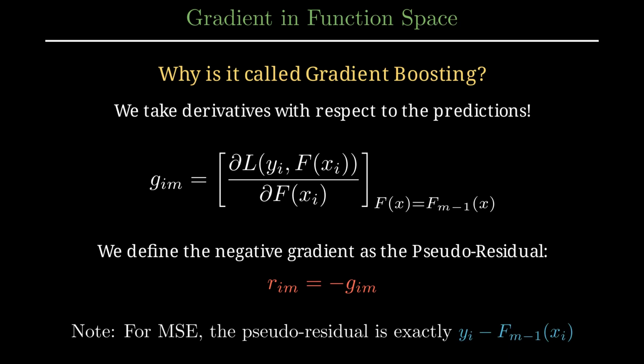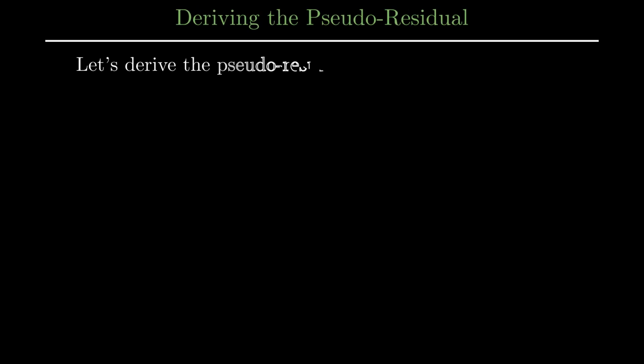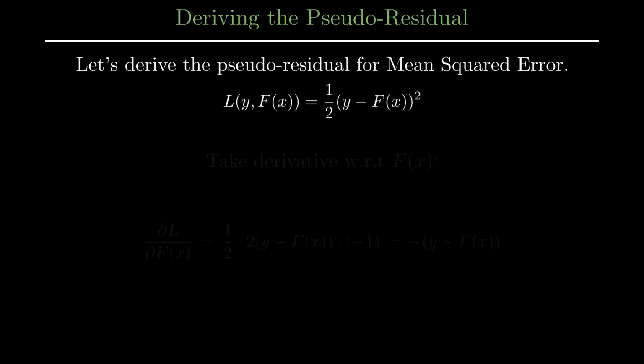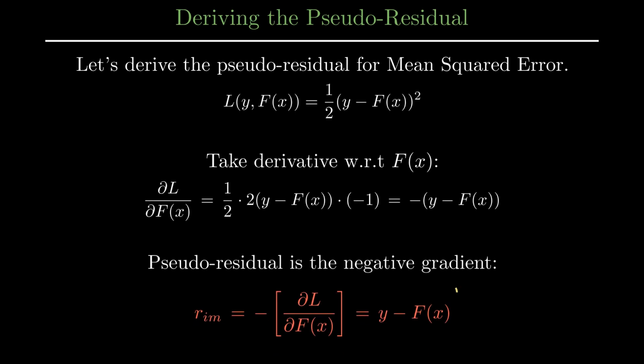They are called pseudo-residuals because, in regression, they are exactly equal to the true residuals, meaning the difference between the actual and predicted values. For classification, they are not exactly the same, but they have a very similar form and closely resemble residuals. This is extremely important. We are not fitting targets, we are fitting the pseudo-residuals. Here's a quick derivation showing that, for mean squared error, the pseudo-residuals are equal to the true residuals.